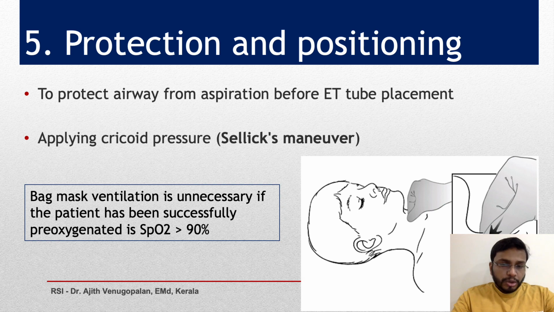Again, here also, after all this, there is no need of giving bag and mask ventilation, unless the saturation goes below 90%. To maintain saturation more than 90%, you can go for bag and mask ventilation. But if pre-oxygenation is properly done, the saturation will be maintained. There's no need for bag and mask ventilation, because the risk of aspiration is very high if you do it, since you have already sedated and paralyzed the patient. So make sure that bag and mask ventilation is only done in this situation if the saturation goes below 90%.